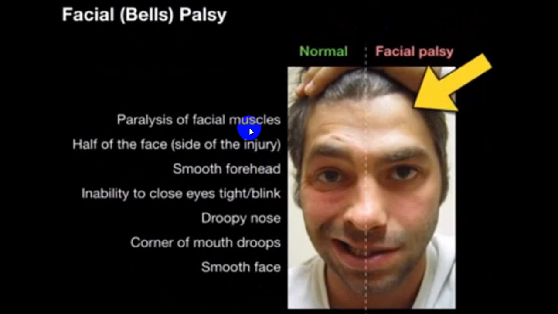So paralysis of facial muscles, half of the face, smooth forehead, inability to close the eye, drooping of the nose, corner of the mouth is drooped, so angle of the mouth is drooping, and smooth face, no nasolabial fold. You will label it lower motor neuron facial.